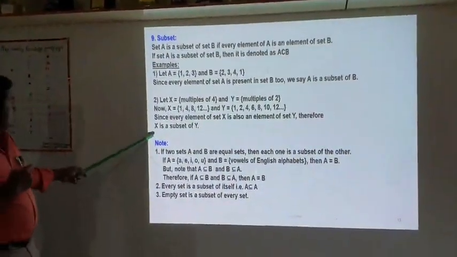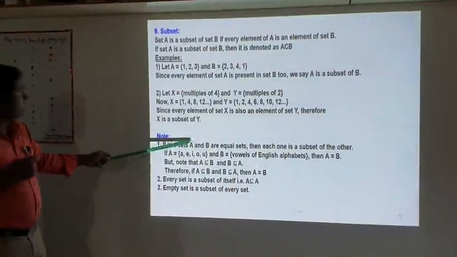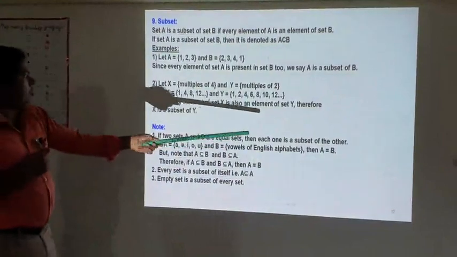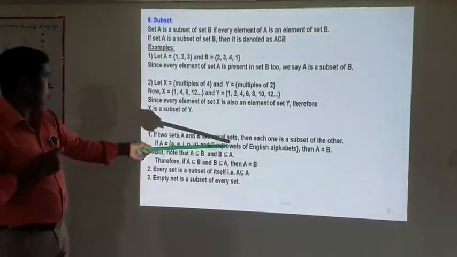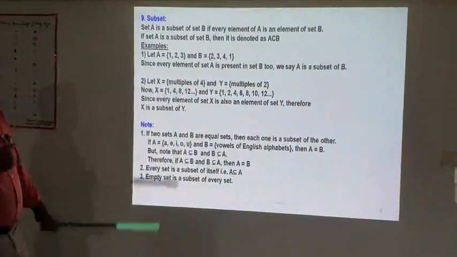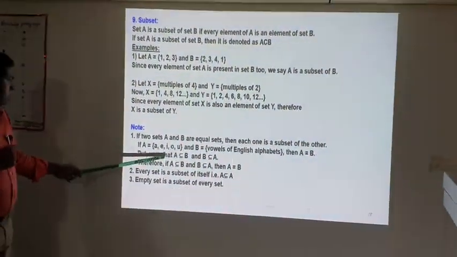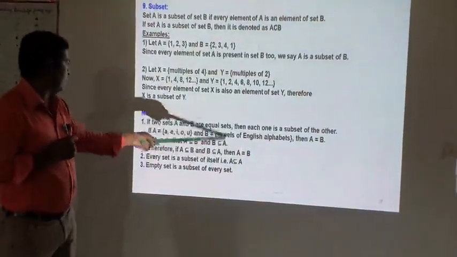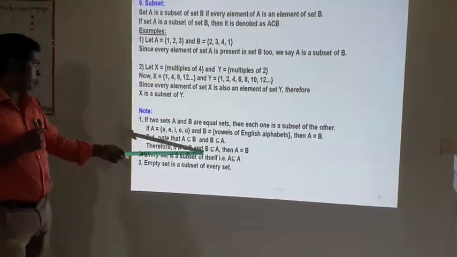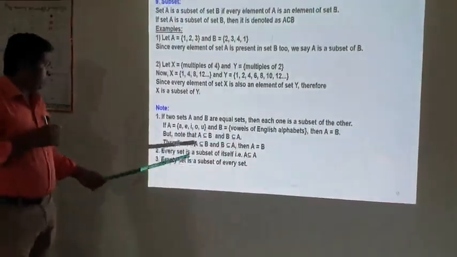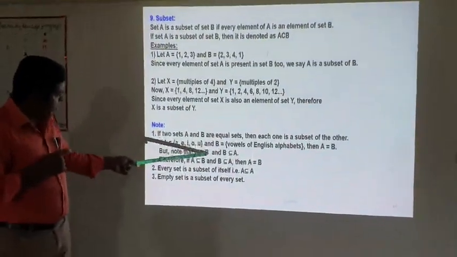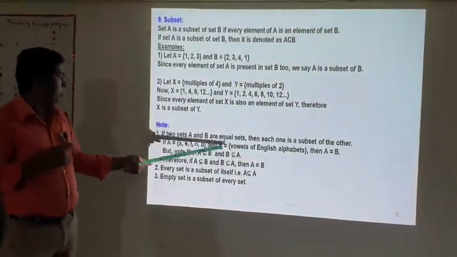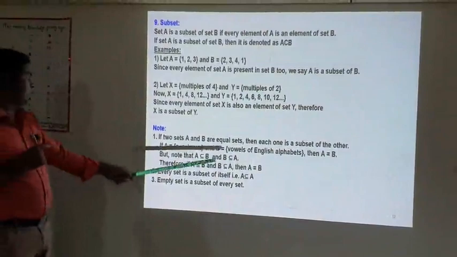Now in note C, if two sets A and B are equal, then each one is a subset of the other. For example, A is a, e, i, o, u and B is the vowels of the English alphabet, then A equals B. But note that A is a subset of B and B is a subset of A. Therefore, if A is a subset of B and B is a subset of A, then A is equal to B. It means all elements of A are contained in B and all elements of B are contained in A, then they are equal sets.